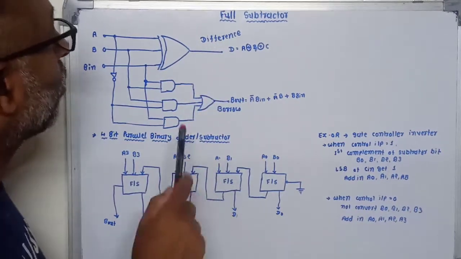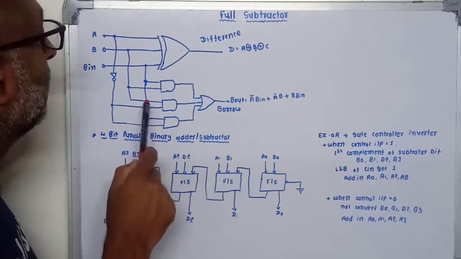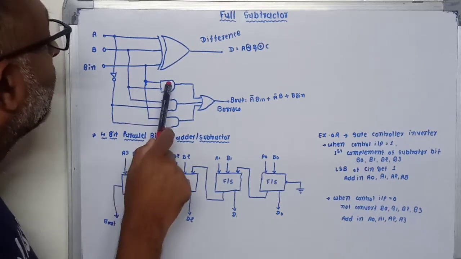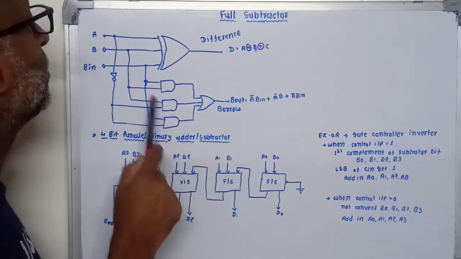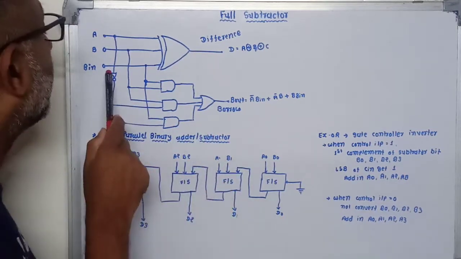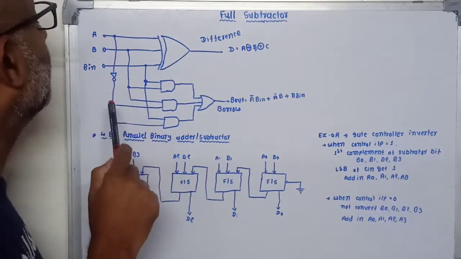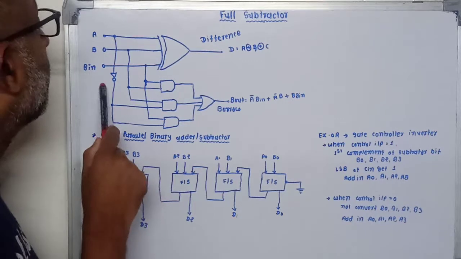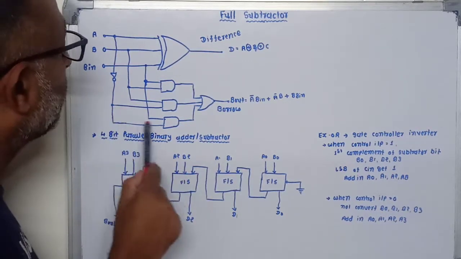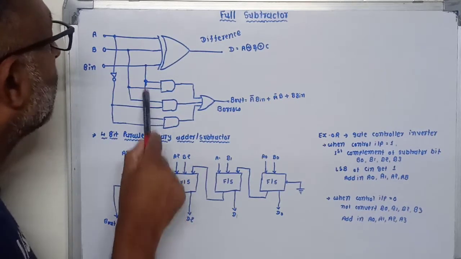Now for the borrow, we can say that it requires 3 AND gates. So here 1, 2 and 3 AND gates are used. We require A bar for 2 AND gates as an input. For that, I am connecting one NOT gate in series with this input A terminal, which will provide the output A bar. This A bar is given to this AND gate, which makes a multiplication with borrow in.